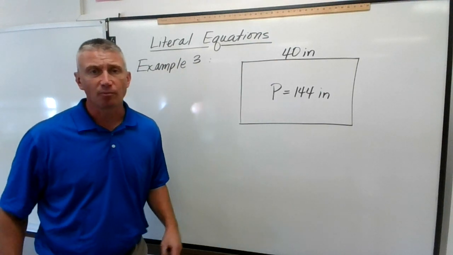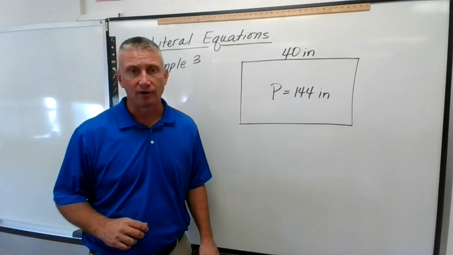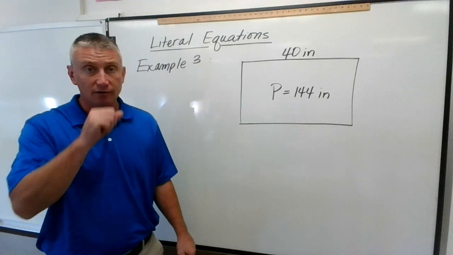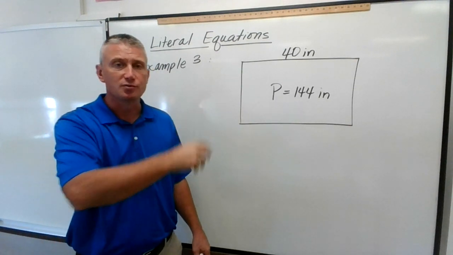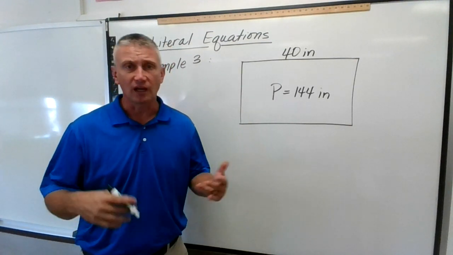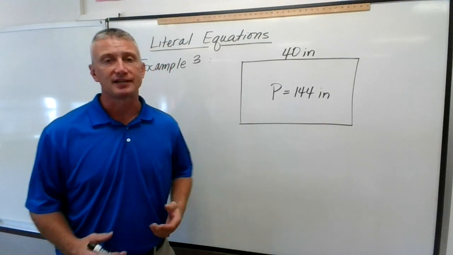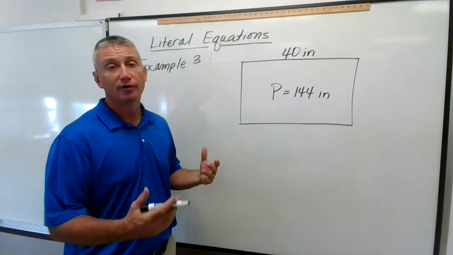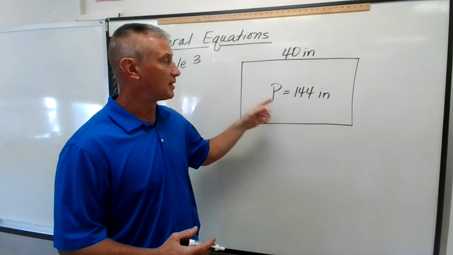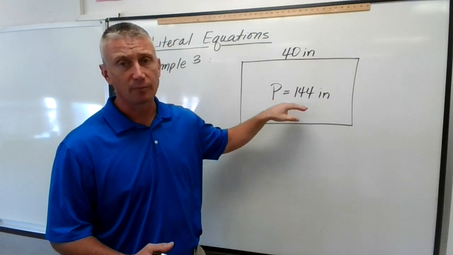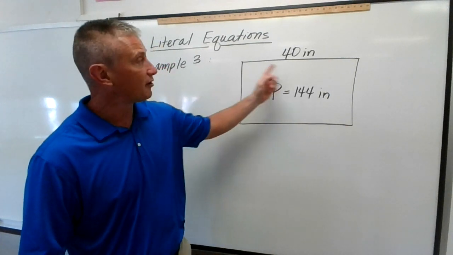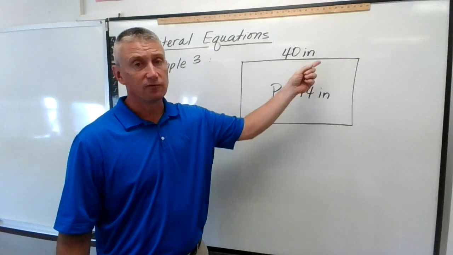So guys, this is example 3, and I'm going to come up with another example with a literal equation. Let's just say that a worker is working at a framing store, and they're trying to make frames that are rectangular. Here's what we know about the rectangle. We know that the perimeter of this rectangle is going to be 144 inches, therefore P equals 144. And we know that the length of the rectangle is going to be 40 inches.